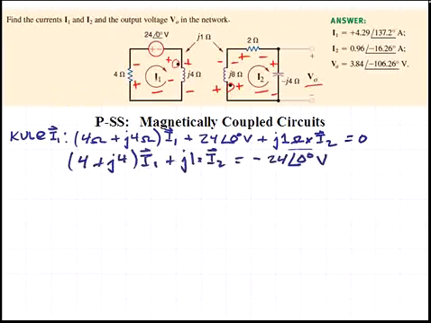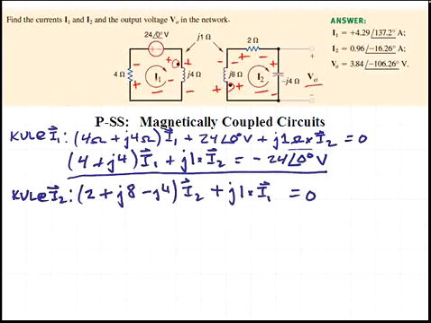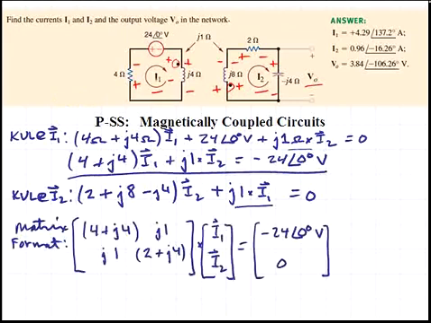Rearranging this equation, we have... now we can do a similar KVL around the loop I2. Here we have again the mutual inductance term plus J1 ohms times the current I1, and this is the voltage induced across the inductor in the I2 loop. So we can write this in a matrix format.